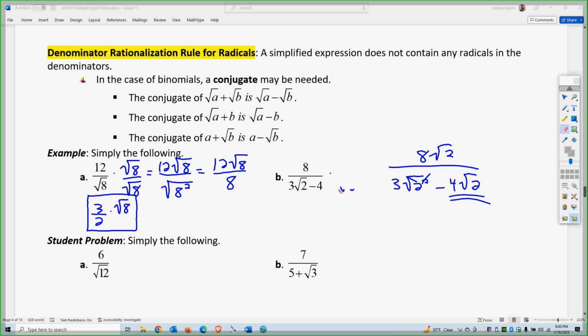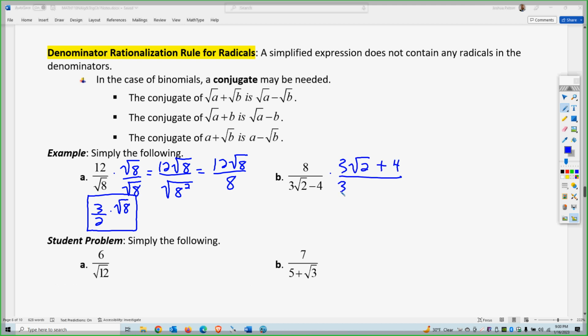So if it's something that's a singular radical like the first one, it's easy. Just multiply it by the one ratio of itself over itself. But when it's anything more than one term, you have to use conjugates. So in this case, if it's a difference, for the conjugate you have to use the sum. So this is 3 root 2 plus 4 over 3 root 2 plus 4.